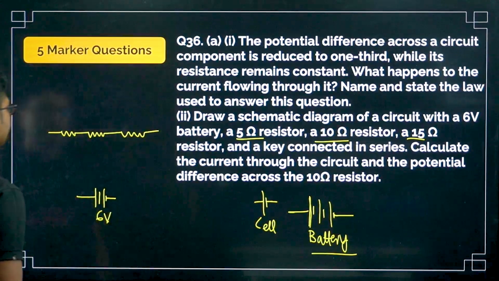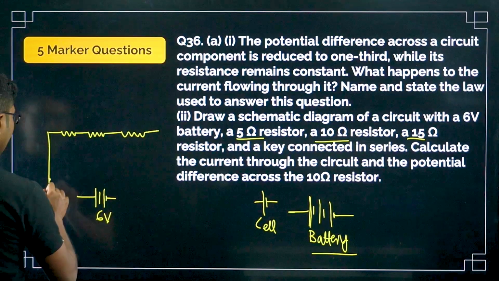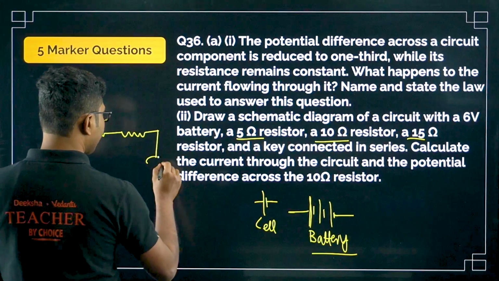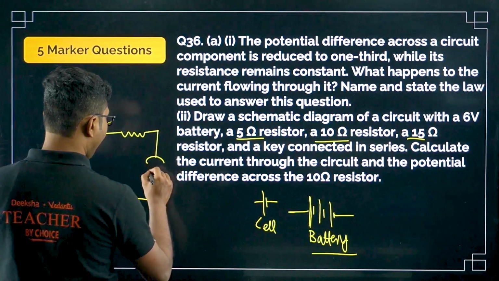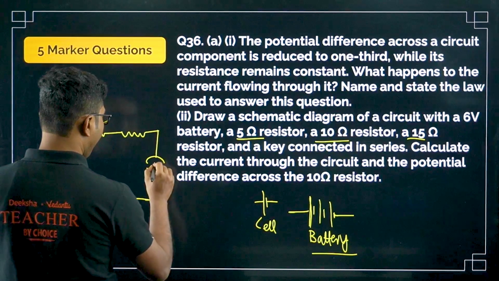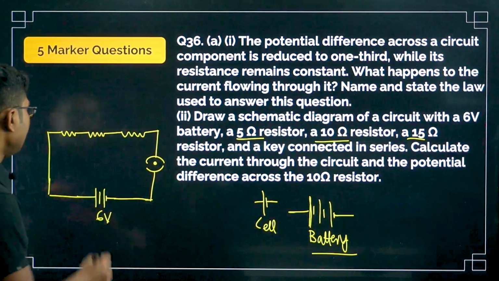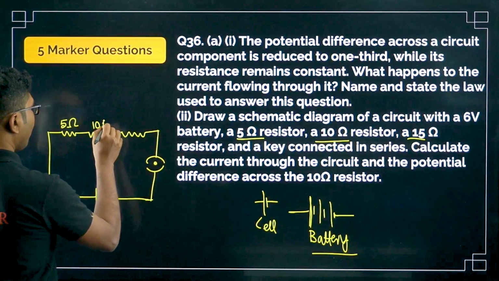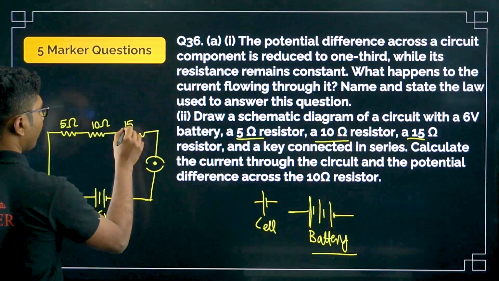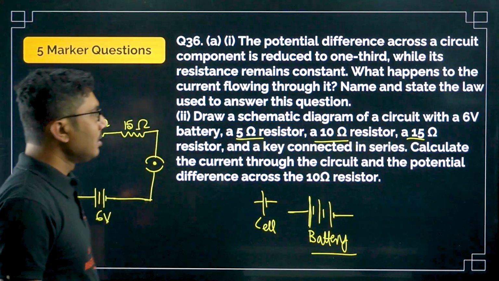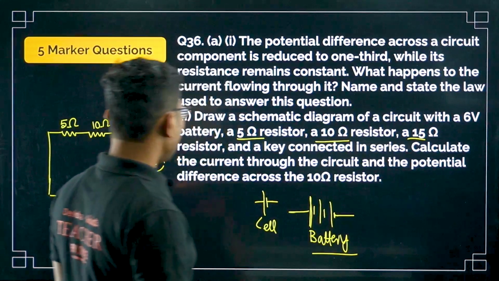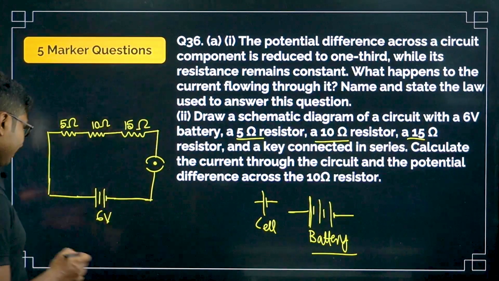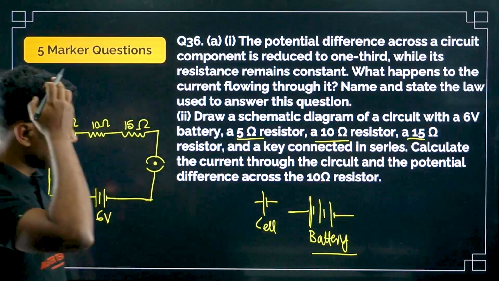So these are the 3 resistors and all of them are connected via a key. So key means how to draw a key. So this is how you will draw a key, right? This is the circuit: 5 ohm, 10 ohm and 15 ohm, right? All connected in series. So this is the circuit diagram that you have to draw for this problem. We'll do the mathematics in the next part.